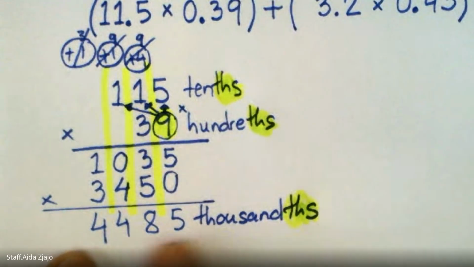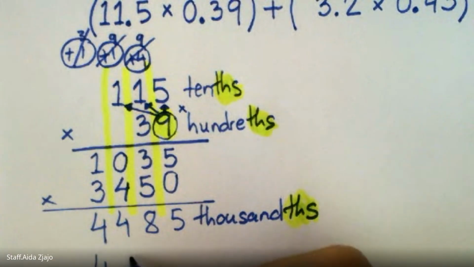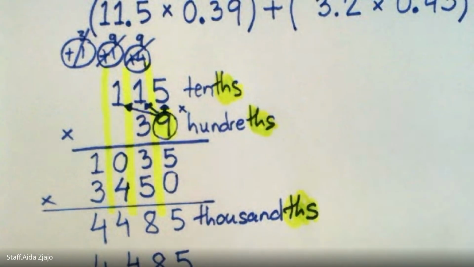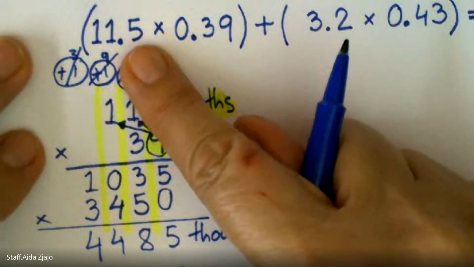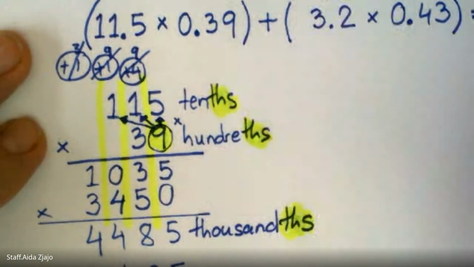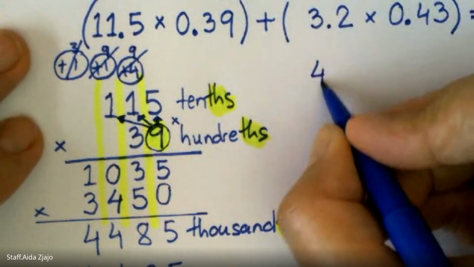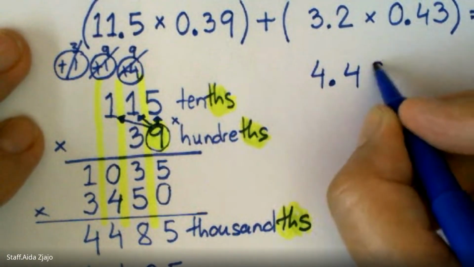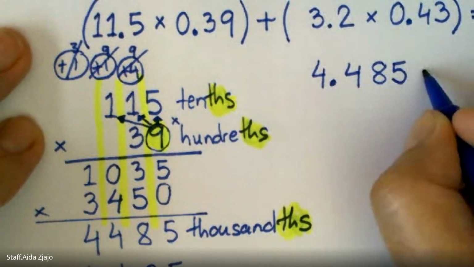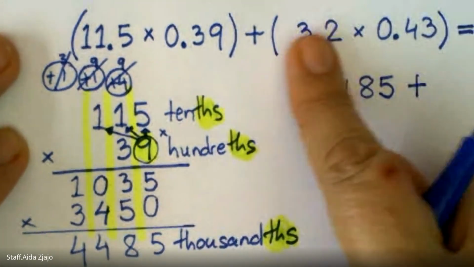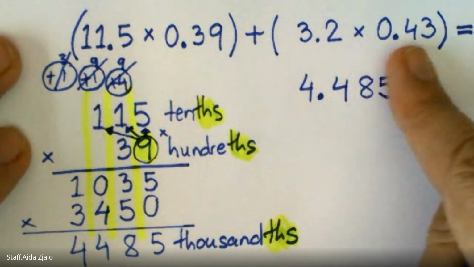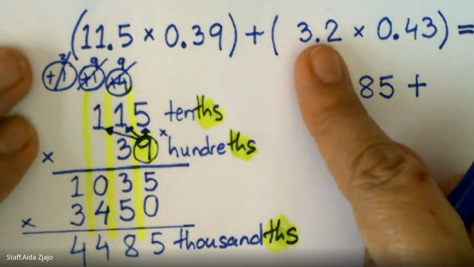4,485,000. So when we change this number into the wholes, we will say, okay, 1, 2, 3, thousands represent 3 place value after the decimal. So my real answer is going to be 4 and 485 thousandths. So when you multiply 11.5 times 0.39, you're going to get the answer 4 and 485 thousandths. Plus. Now, we're going to multiply this 3.2 times 0.43, which I will change.